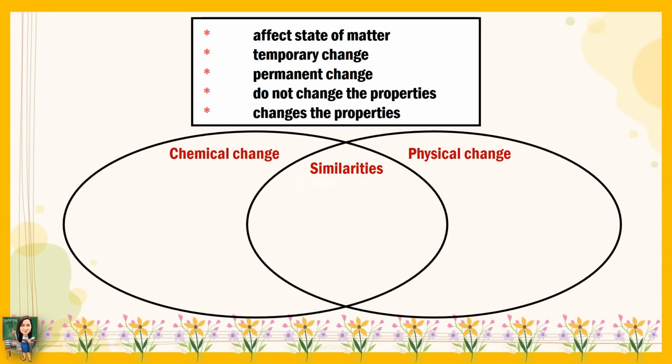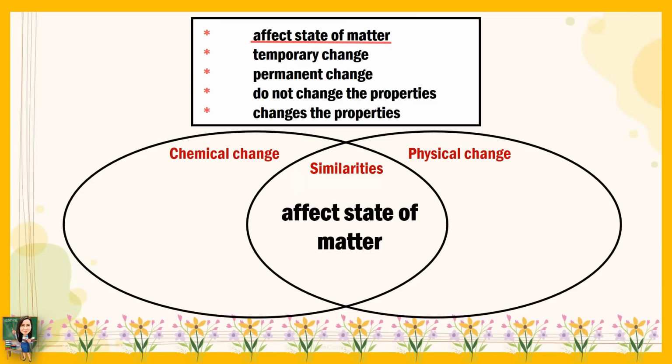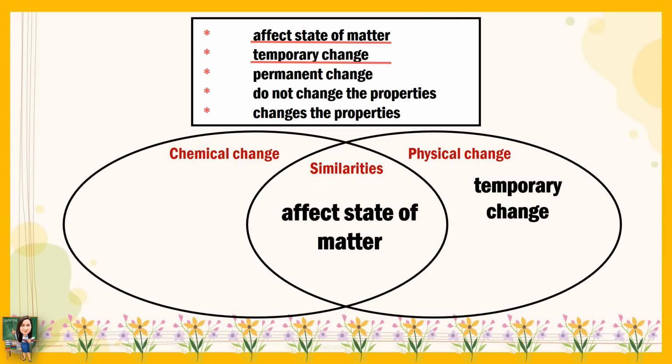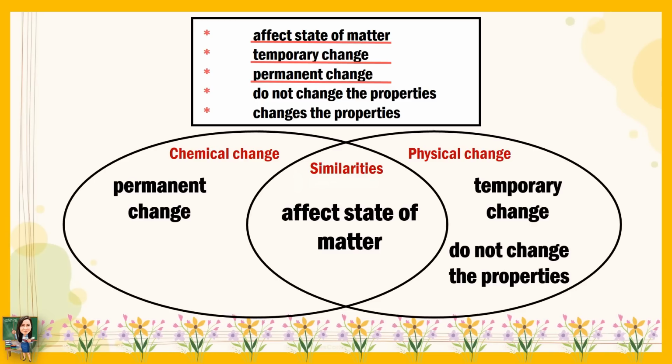And now, let us find out their differences and similarities. The similarity of chemical change and physical change is they both affect the state of matter. Physical change is a temporary change, while chemical change is a permanent change. Physical changes do not change the properties, while chemical changes change the properties.